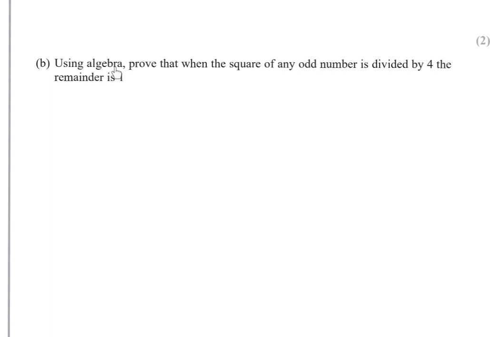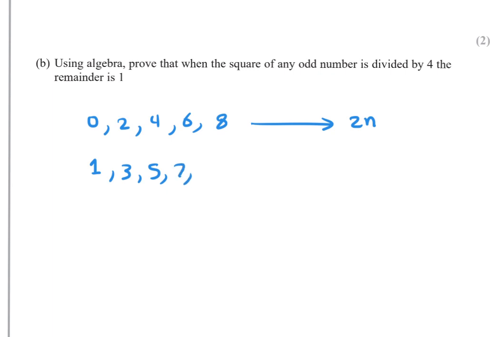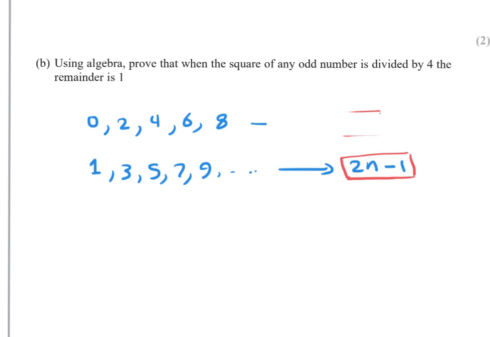B. Using algebra, prove that when the square of any odd number is divided by 4, the remainder is 1. Before we solve, you have to know that the nth term for even numbers 0, 2, 4, 6, 8 is 2n. The nth term for the odd numbers 1, 3, 5, 7, 9, and so on: each time we add 2, so 2n. If you go back, minus 1, so 2n minus 1. So the nth term for the even numbers is 2n, and for the odd numbers 2n minus 1. Now no need for even numbers. The nth term for the odd number is 2n minus 1.